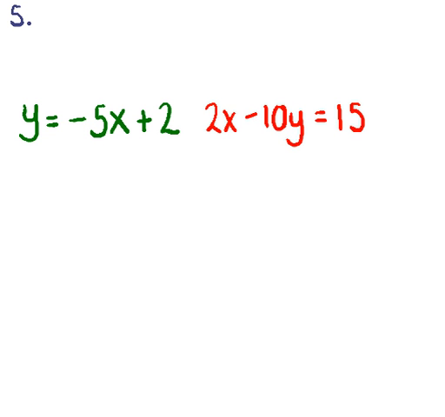This is question number 5. We're given two lines, the line y equals minus 5x plus 2 and the line 2x minus 10y equals 15, and we're asked to prove that these two lines are perpendicular.